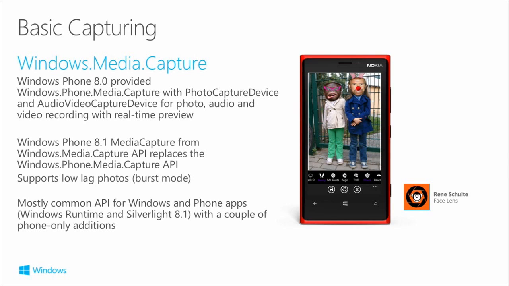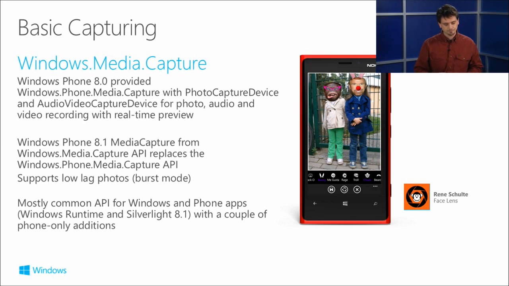So the Windows.Media.Capture. Windows Phone 8 provided the Windows.Phone.Media.Capture. There's a lot of namespace discussion that we'll get to at the very end of this session, so kind of bear with it here. Windows.Phone.Media.Capture using our photo capture device, our audio video capture device, and then we'd apply that to a XAML element for a real-time preview. With Windows Phone 8.1, we use media capture from a slightly different namespace, Windows.Media.Capture.